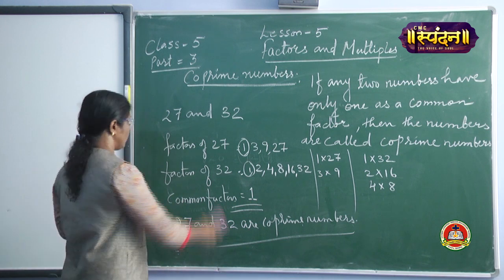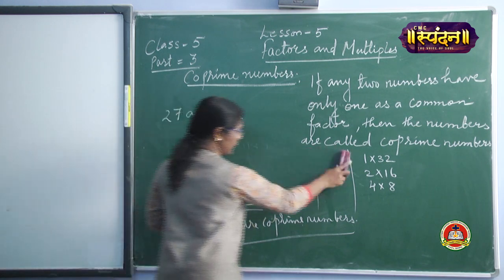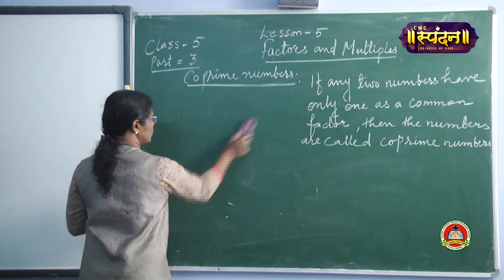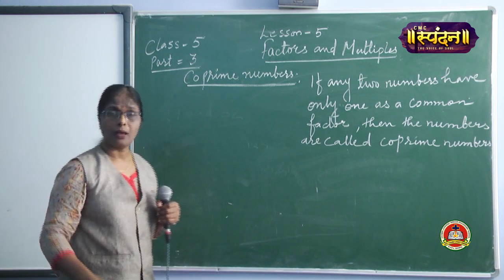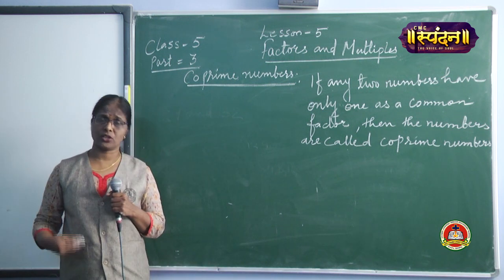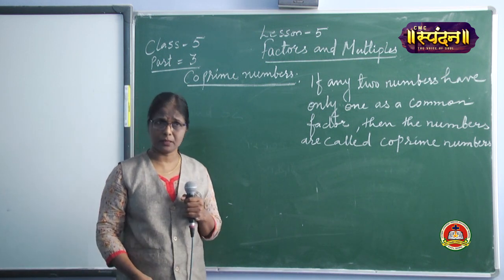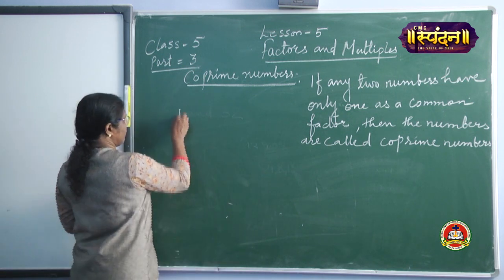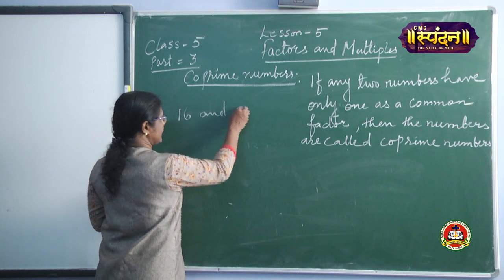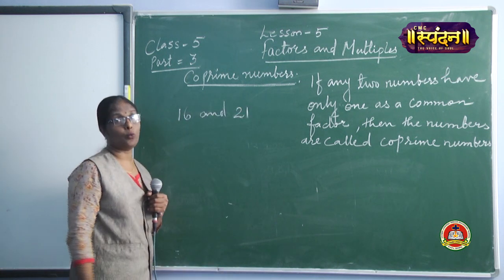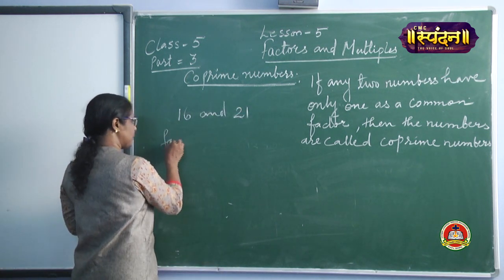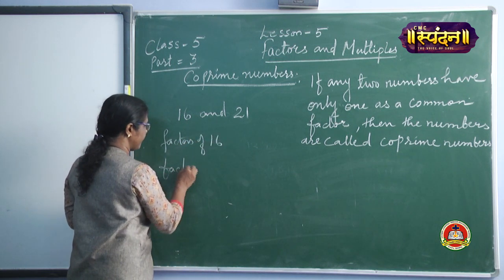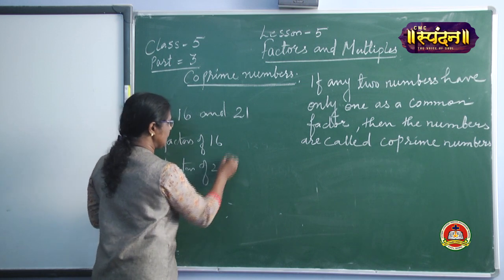I will explain with one more example so that it's very clear to you what co-prime numbers are. You should not get confused with co-prime numbers, because you have seen many terms: prime factorization, factors, multiples, co-prime numbers, prime numbers, composite numbers. So you should not get confused with this. We will see 16 and 21. We will check whether 16 and 21 are co-prime numbers or not. For that, you have to find the factors of 16. Then you have to find the factors of 21.